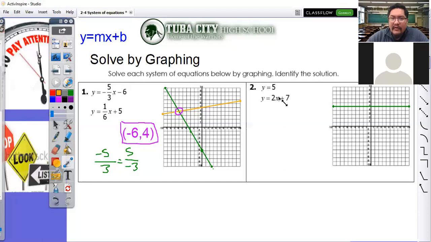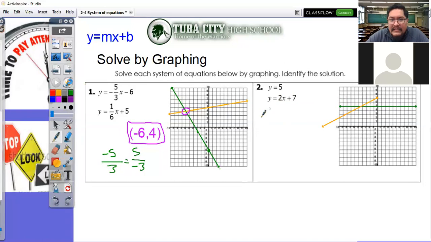Okay, now we have y equals 2x plus 7. So this is our second equation. Now it starts at 7. So again, start with our b value. And in this case here, if it helps, we can turn a number into a fraction by putting a 1 under it. So 2 over 1. And that should give us our rise and run if we need it. So in this case here, we have up 2 over 1. So again, up 2, over 1, like that. And then I'm going to have to try my best to stay through those 2 points.